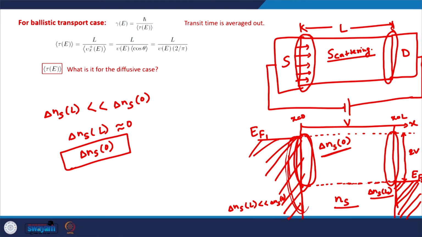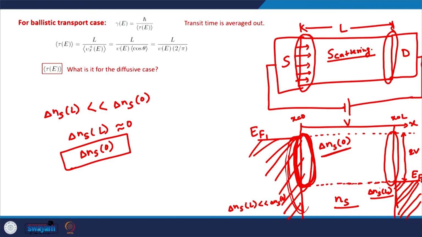We have an electronic population here, which is delta Ns0 on the left side, on the left contact, and 0 on the right contact. Okay.